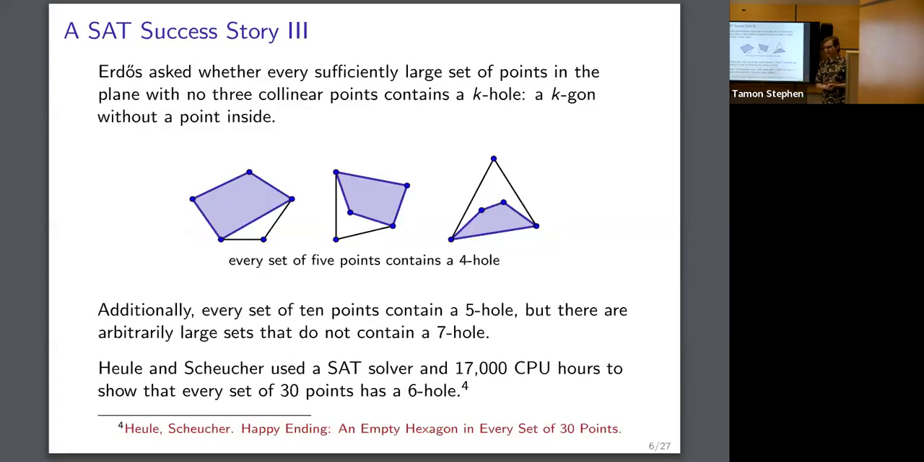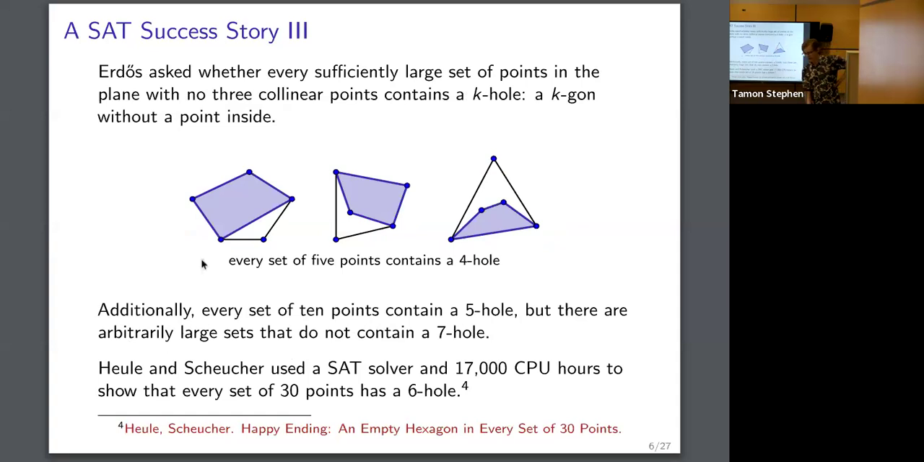The third success story comes from actual Euclidean geometry. This is a question of Erdos. Erdos asked: if you take a sufficiently large set of points in the plane, and let's say no three points are collinear, is it the case that the points must contain a k-hole? This is a convex k-polygon that's empty, with no other point inside.